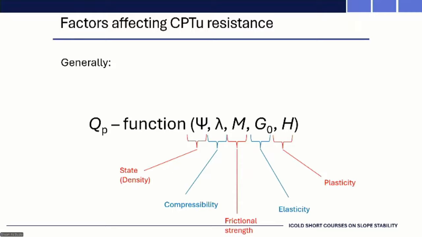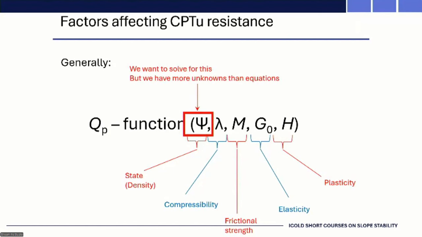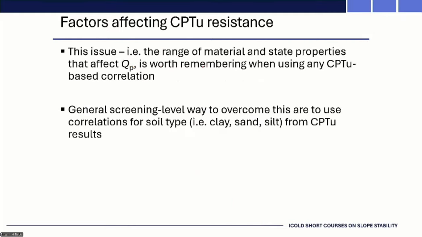So it's very much an inverse kind of boundary value problem. We know the answer, the tip resistance, but we kind of want to interrogate what the question might be. What is the state parameter? So we've got that as our desired outcome, but we've got a whole lot of unknowns that need to be taken account of in some kind of, I guess, surrogate fashion. So the issue of the range of materials with all those various parameters, the properties that affect Q, is worth considering when you're using any kind of CPTu-based correlation.